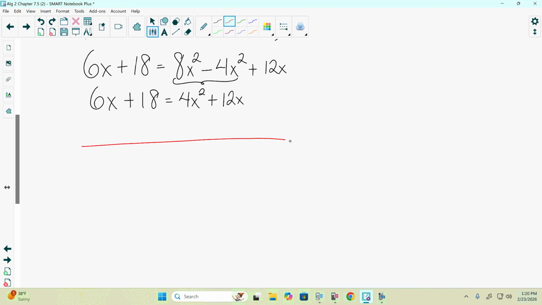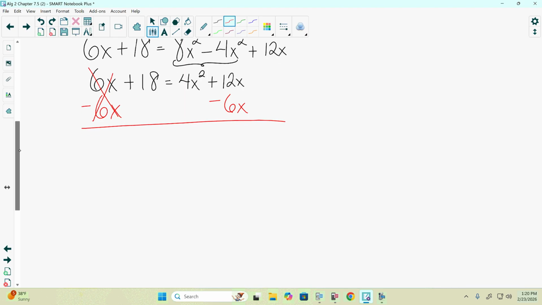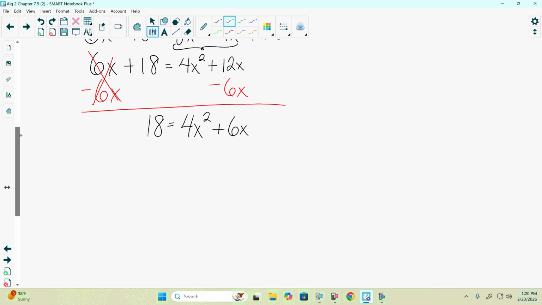Now the first thing we can move is either the 6x or the 18. I'm going to subtract 6x from both sides because our 6x minus 6x would be 0, giving us 18 is equal to 4x squared. 12x minus 6x is going to be plus 6x. And we get this here.